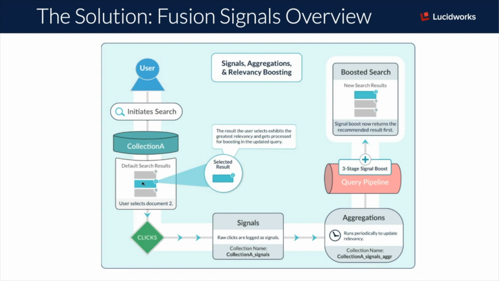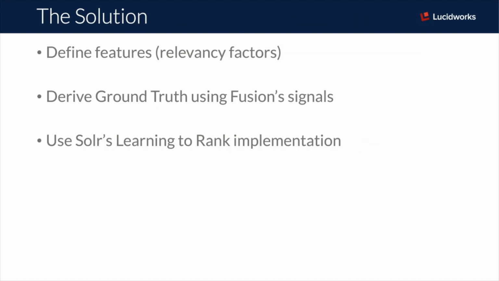So what do you need in order to get started with learning to rank? First, we need to decide on which features to feed the model. You could think of features as relevancy factors like title match score, body match score, or signal-based features. Next, we use Fusion Signals to create ground truth from clickstream data. Ground truth is simply a large list of queries and the most relevant documents for each query. Lastly, we use Solr's learning to rank implementation to help us train a learning to rank model.